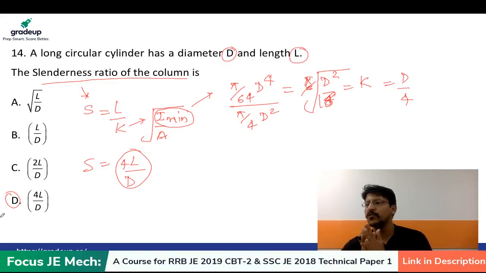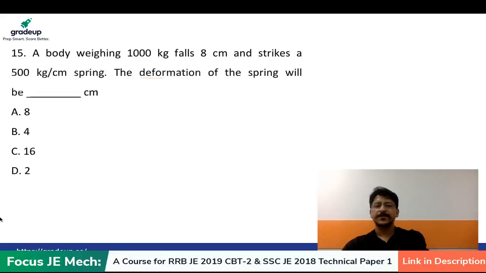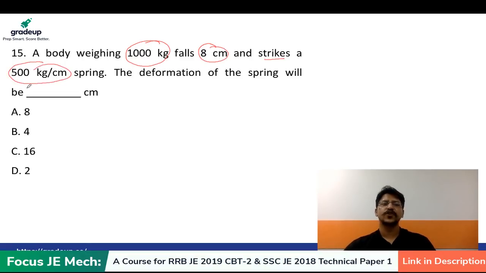I will be now moving on to the last problem of the day, the question number 15. Okay, see the last problem. It says a body weighing 100 kg. This is the mass of the body that has been given to you. It falls 8 centimeter and strikes a spring. This is the spring that is given in terms of spring constant. The deformation of the spring will be. What will be the deformation of the spring? What will be the concept that you will be using in this one? Please tell me.